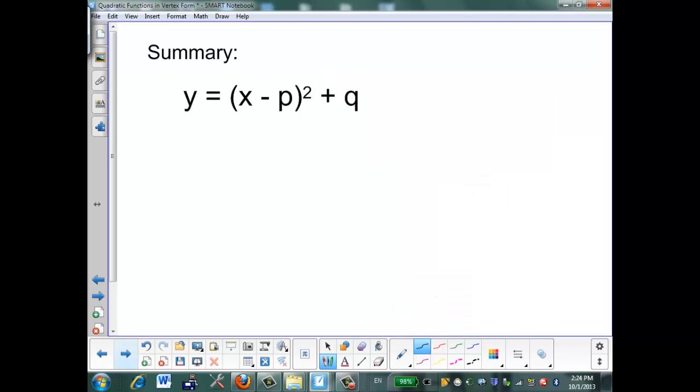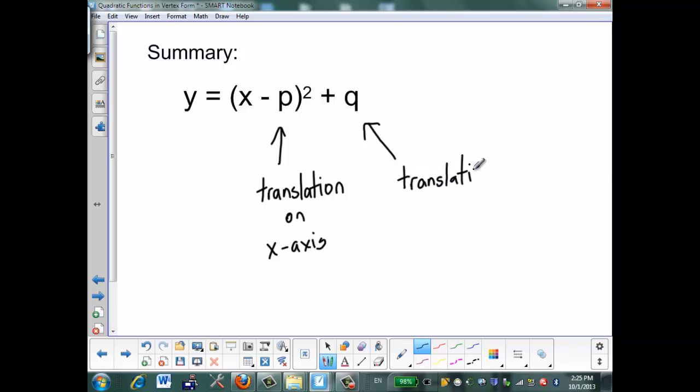In general, this is what the function is going to look like. We've got y equals, and then x minus p squared plus q. The value of p is going to be our translation on the x-axis. And notice, because it's minus p, that means it's actually going to be in the opposite direction. Our plus q is, of course, the translation on the y-axis.